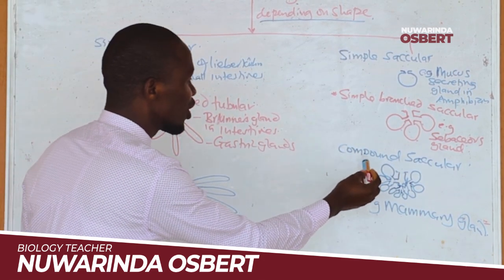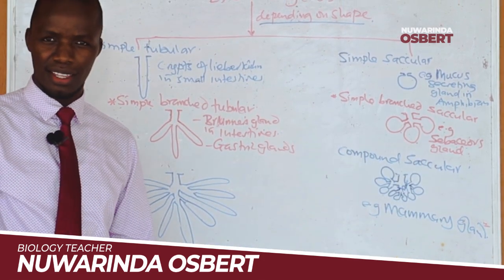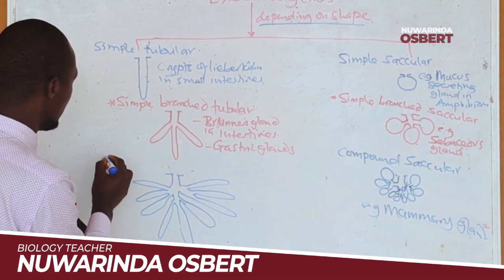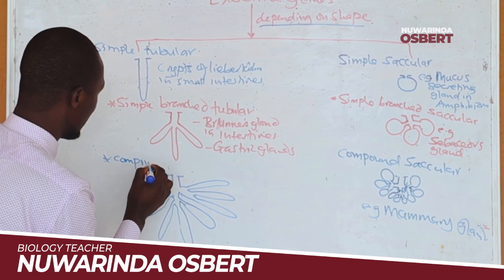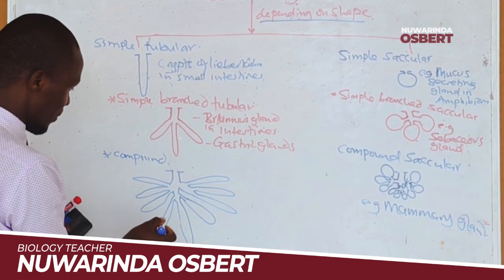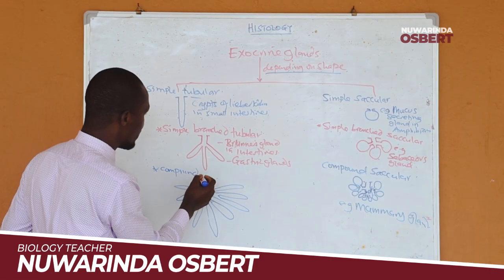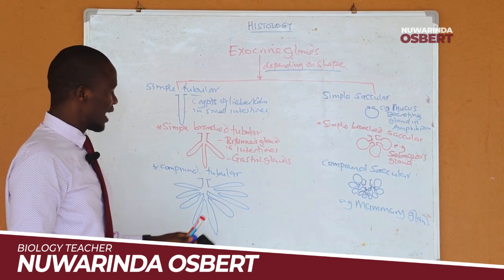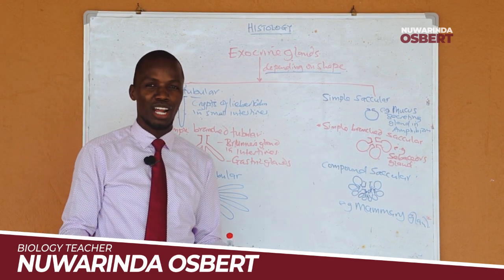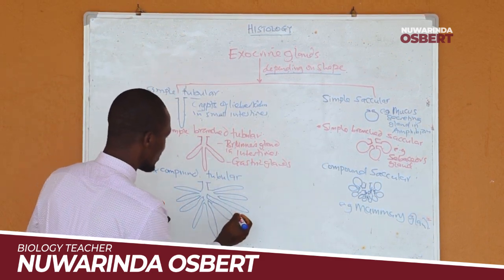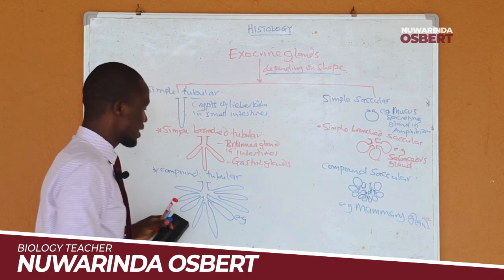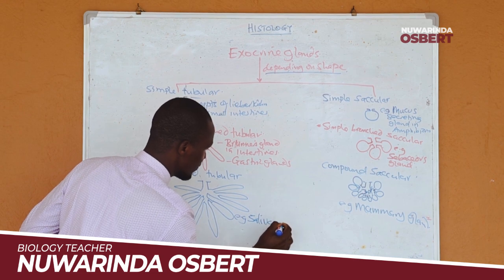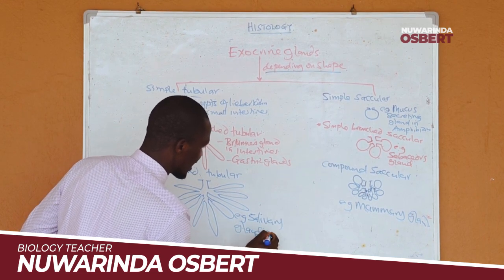So if this one is called compound saccharoid, now you can easily tell what this one is going to be. It means this one now is going to be compound, but of course not saccharoid. Compound, but these are like tubes. So this is going to be a compound tubular gland. And the best example here, for those who have done a lot of dissections and so forth, is that this is how salivary glands look like.